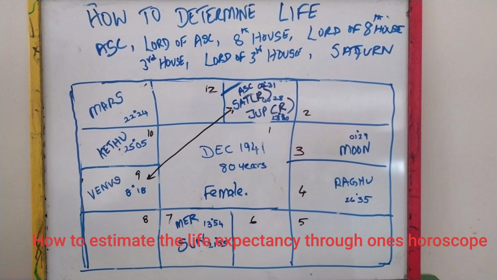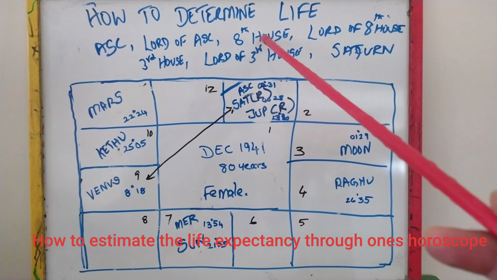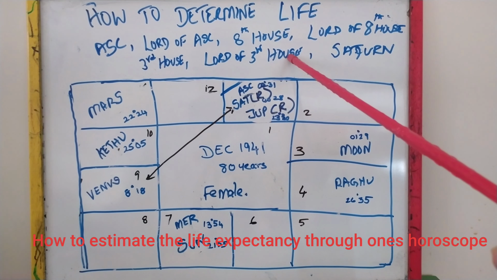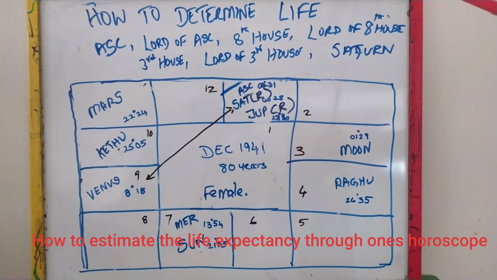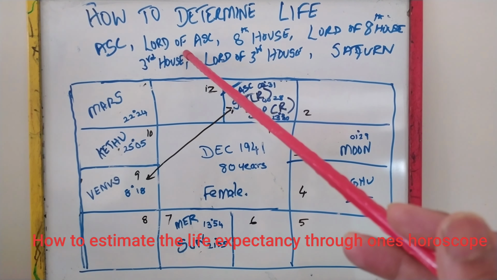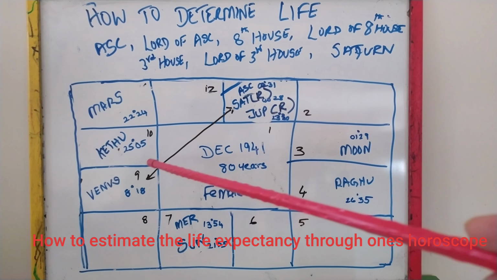In order to determine the life expectancy of a person, the chart needs to be analyzed for the ascendant, lord of ascendant, 8th house, lord of 8th house, 3rd house, lord of 3rd house, and Saturn. The reason why we take the 3rd house is because the 3rd house is the 8th house of the 8th house.